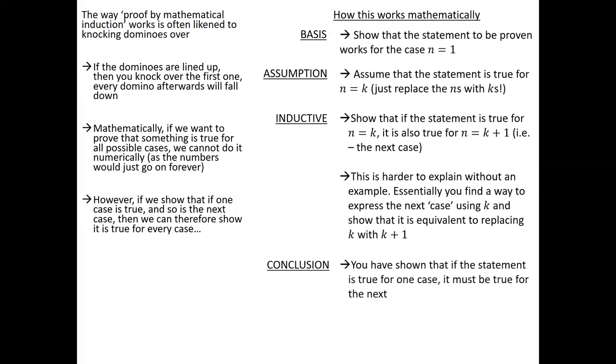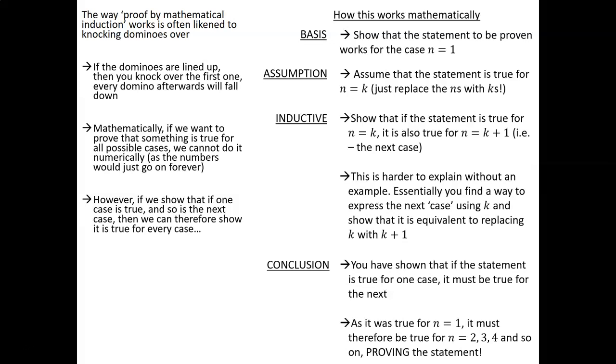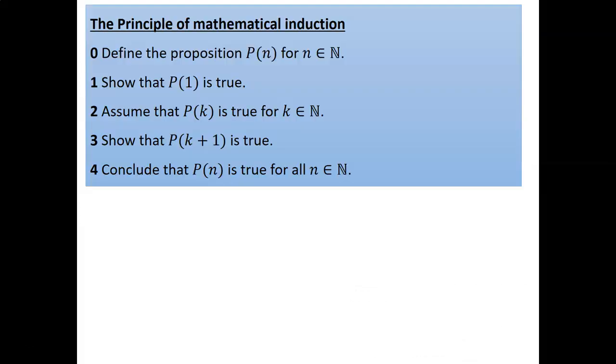And then we conclude that we've shown that if the statement is true for one case, it must be true for the next, so it's true for all cases. So here are the 5 steps that you need to go through each time. Write these down so you can check them off as you go through each of the proofs.